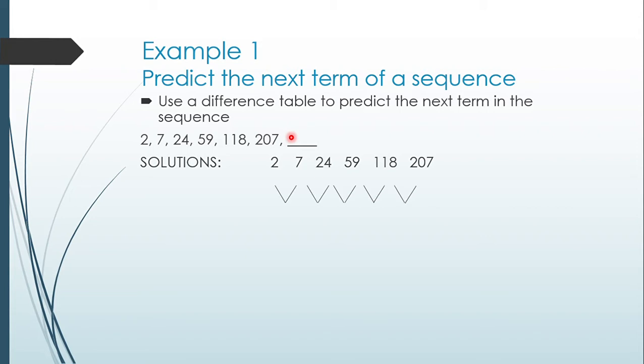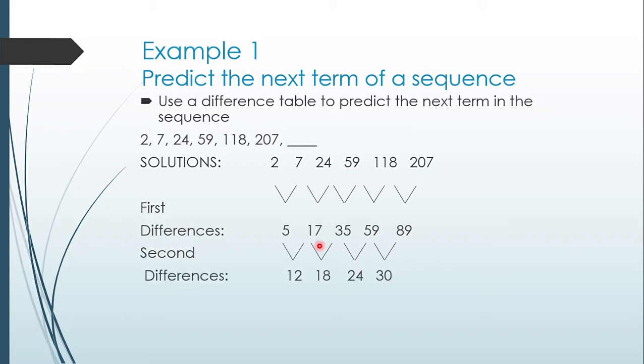Next is first differences. All you have to do is subtract. 7 minus 2 is 5, 24 minus 7 is 17, 59 minus 24 is 35, 118 minus 59 is 59, 207 minus 118 is 89. Next, if all differences are equal, you must stop. So next, let's proceed to second differences.